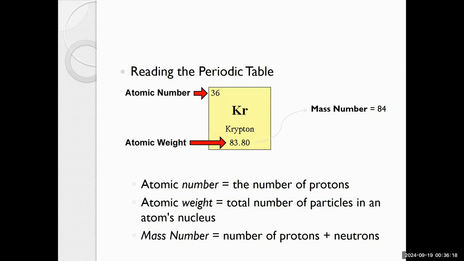The atomic weight is an average of the total number of particles in the atom's nucleus in all its naturally occurring forms that exist. If you were to round this up to a whole number, this reveals the mass number, and it's both protons and neutrons.